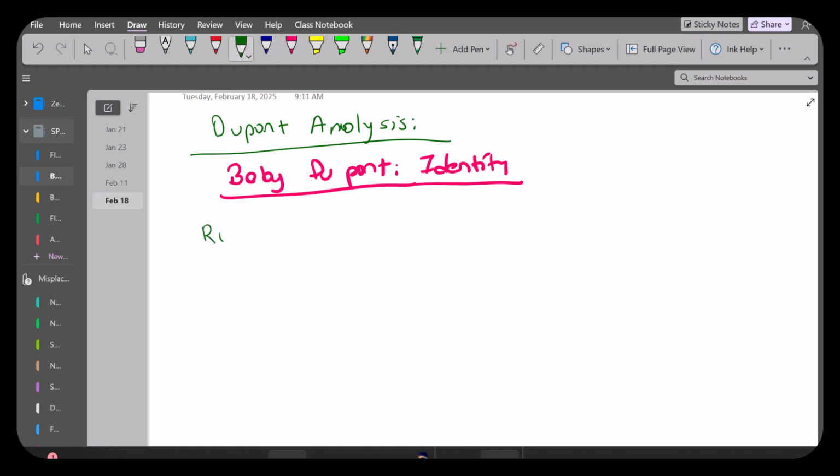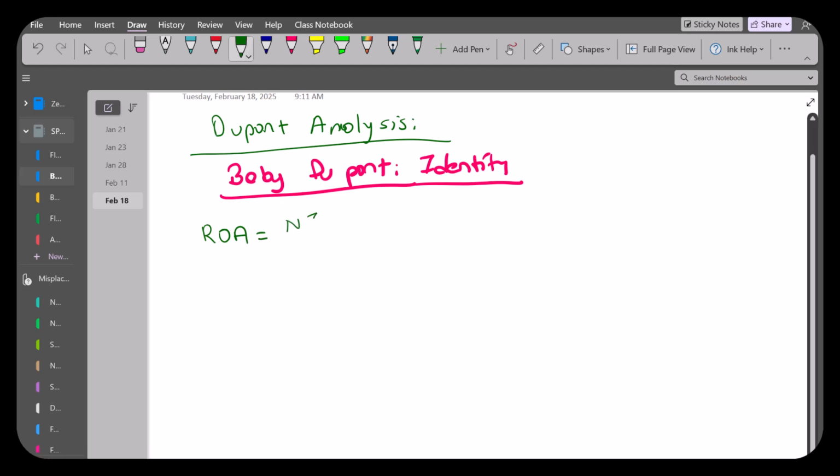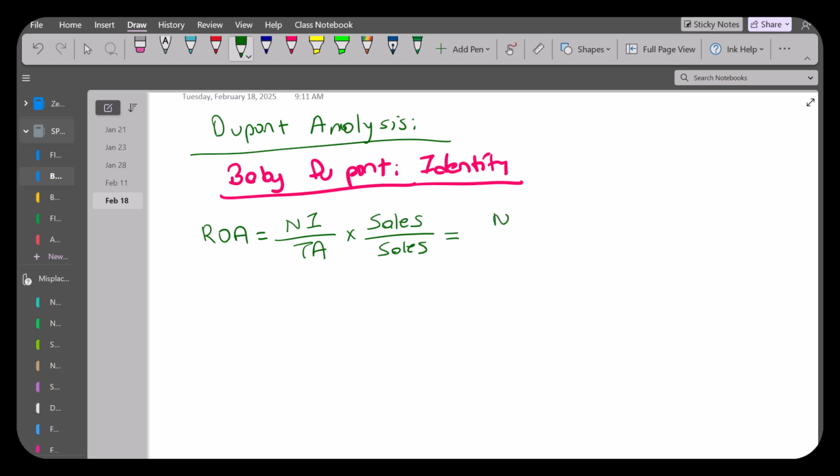I'm going to start with return on assets. As you know, that's net income divided by total assets. I'm going to multiply that by 1. You're probably thinking that's not going to change anything, but it's not going to be an arbitrary one. I'm going to multiply it by the ratio of sales over sales. And I'm going to reorganize: net income over sales times sales over total assets.